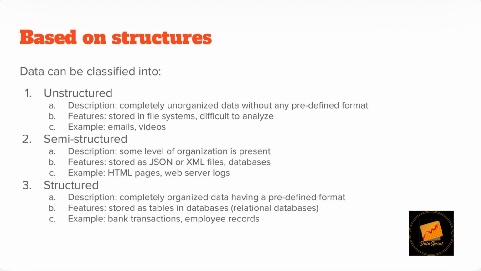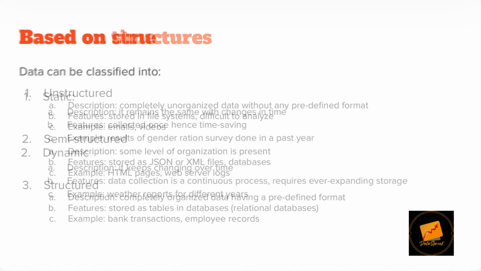Semi-structured data has some level of organization and is stored as JSON or XML files, databases. Examples are HTML pages, web server logs. Structured data is completely organized data having a predefined format. It is stored as tables in databases, the relational databases as such. Some of the examples are bank transactions, employee records.